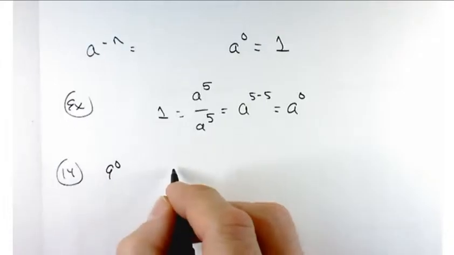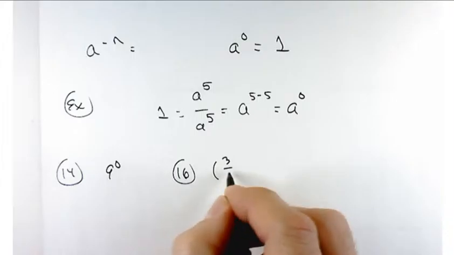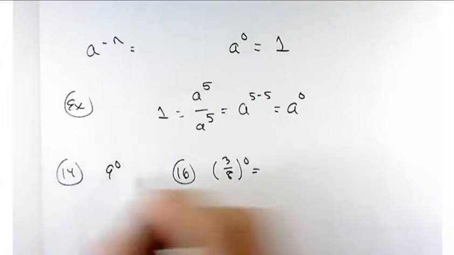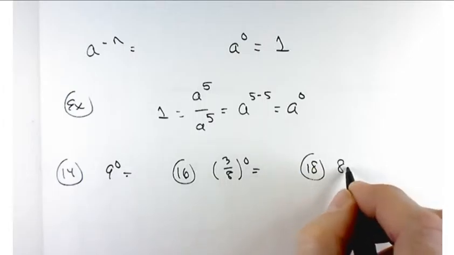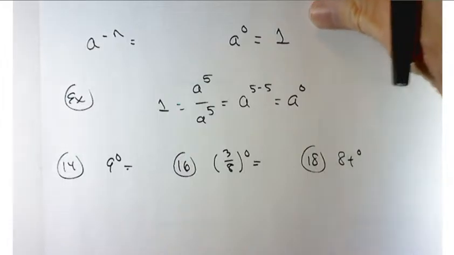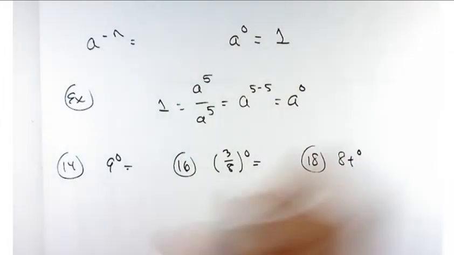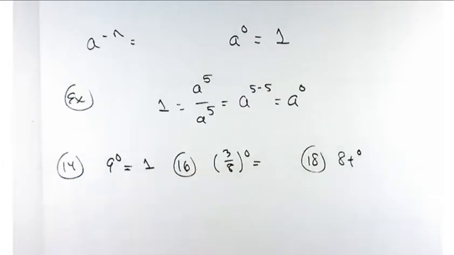9 to the 0 power. 16 is 3/8 to the 0 power. And then 18 we're going to have to think about a little bit. 8t to the 0 power. So the idea is to use this new rule. Can anyone start out by telling me problem number 14? 1. Sure. Something to the 0 power is 1. Cool. Preston, how about the next one?